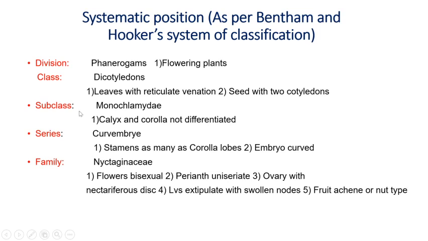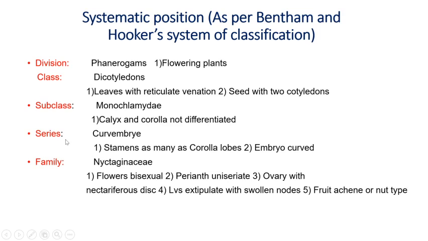Subclass of this family is Monochlamydeae. We have seen some families of Polypetalae, Gamopetalae and Monochlamydeae. These are the three series or subclasses of dicot. Meaning of Monochlamydeae is that calyx and corolla are not differentiated. That means there is a presence of perianth. If there is no calyx and corolla differentiated, at that time that flower shows the perianth. And an individual of perianth is called tepal.